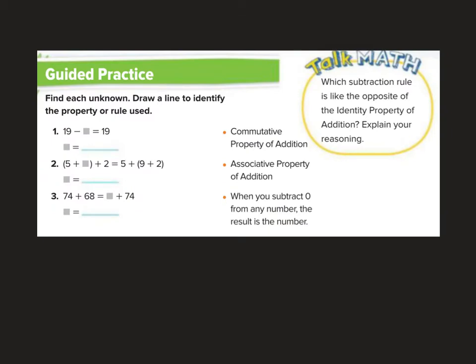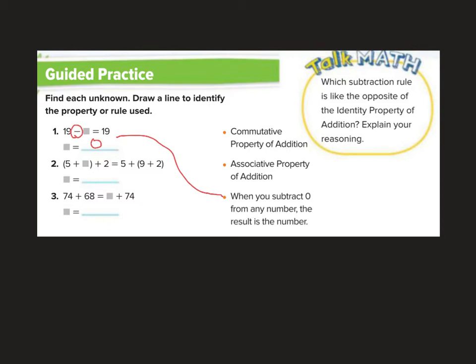Guided practice. Find each unknown. Draw a line to identify the property or rule used. Okay, so we have 19 minus box equals 19. Right? I know I'm going to need to put 0 in there. I see it's a subtraction symbol, so I know that it's going to be subtracting 0. When you subtract 0 from any number, the result is the number.